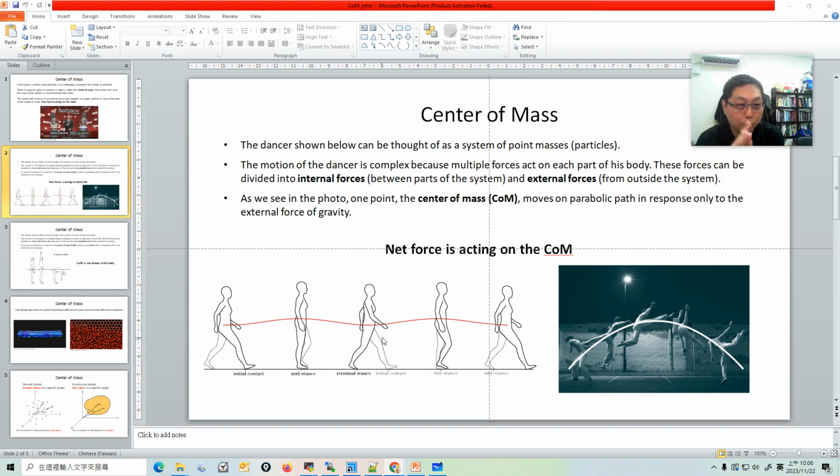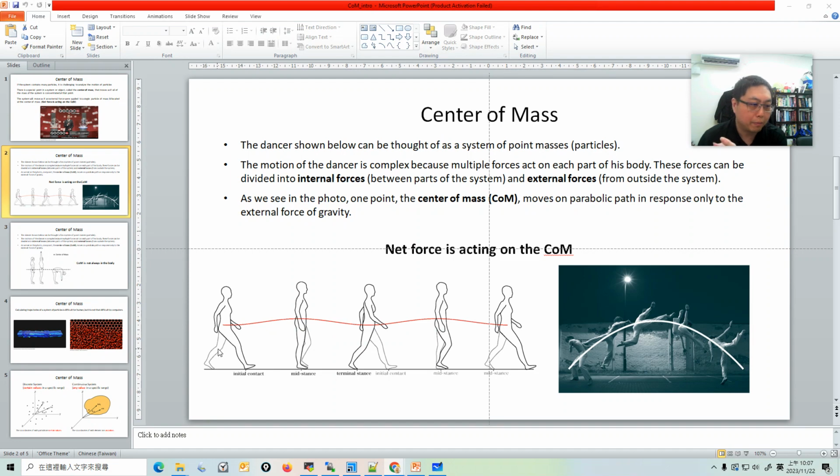Actually you have to describe the motion of each part. But like I said, if you want to analyze the motion of each part, the problem will be very complicated. But if we can find the center of mass of the human body, the trajectory of this center of mass will make the problem easier.